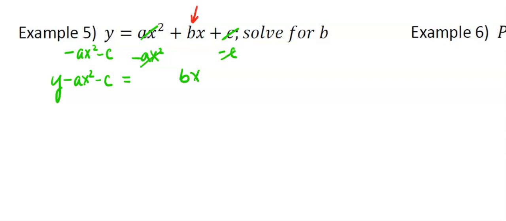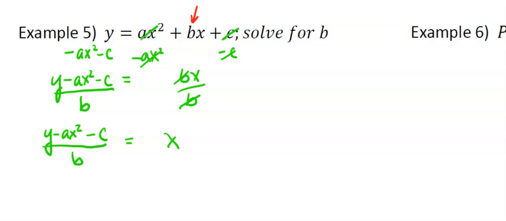And so then finally, we've got bx is b times x, so we're going to do the opposite of multiplying by b, which is dividing by b. You have to remember to divide everything by b, so we put that division bar under all three of those. That would cancel the b over here, and our final answer is x is equal to y minus ax squared minus c, all divided by b.